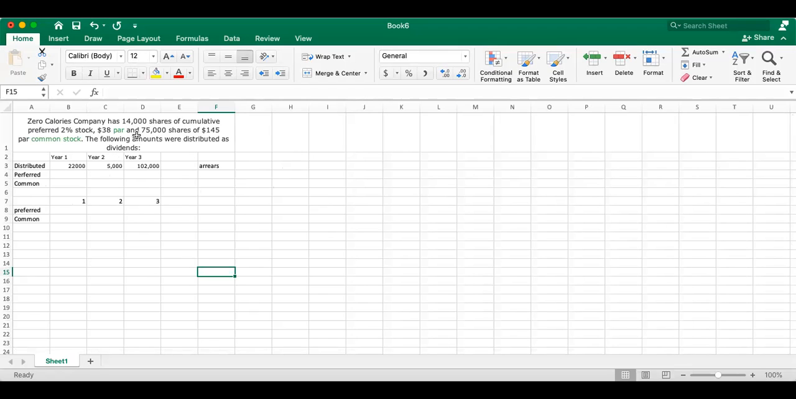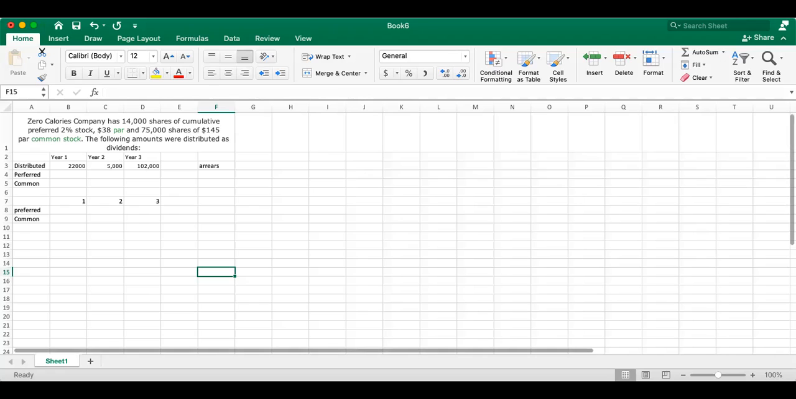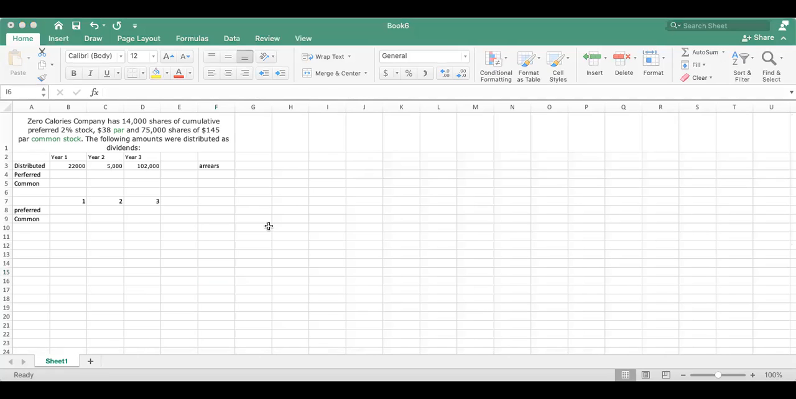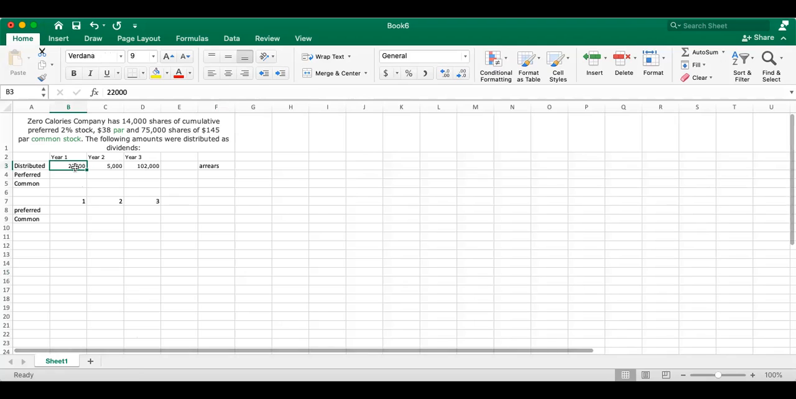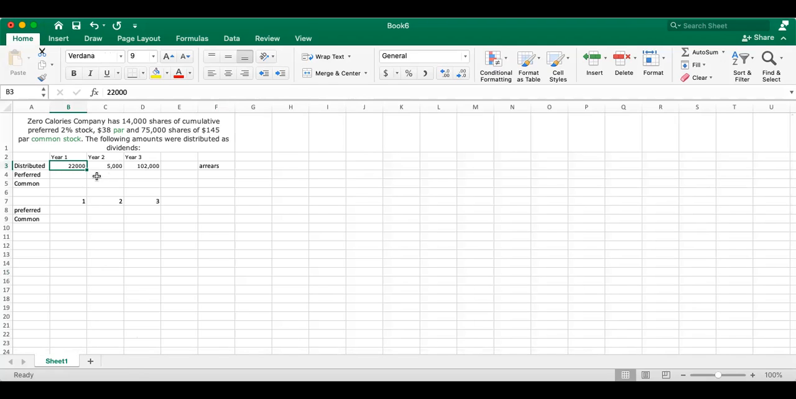So here's the example. Zero Calorie Company has 14,000 shares of cumulative preferred stock, 2%, $38 par, and 75,000 shares of $145 par common stock. The following amounts were distributed as dividends. I did change the numbers from the one in the example. The first amount is 22,000. Year two was 5,000 and year three was 102,000.